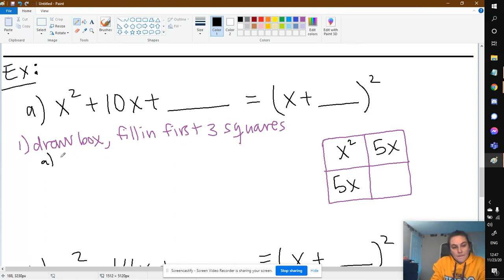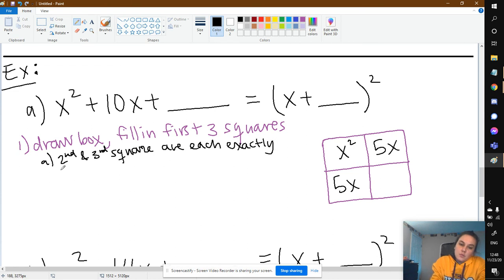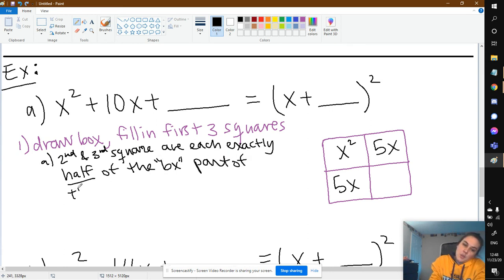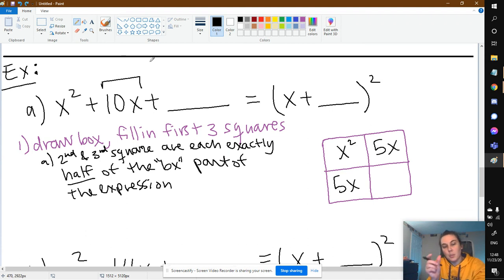Sub-note: the second and third square are each exactly half of the bx part of the expression. And by the bx part, I mean this part, right? The middle part of your standard form.